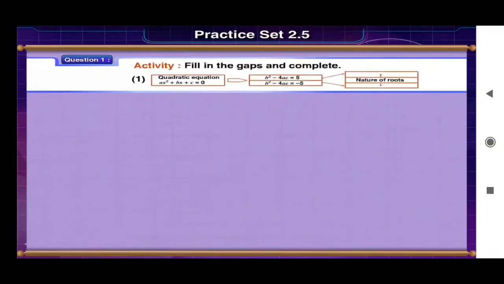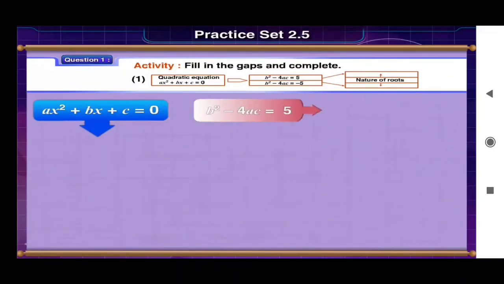Practice set 2.5. Question 1. Activity. Fill in the gaps and complete. 1. A given quadratic equation ax square plus bx plus c is equal to 0 has two roots, 5 and minus 5.